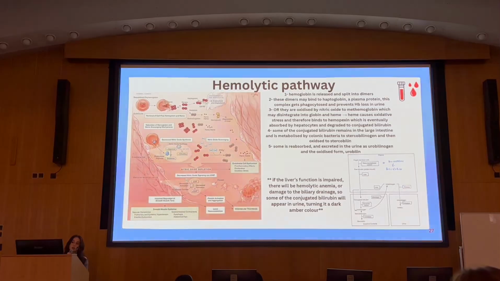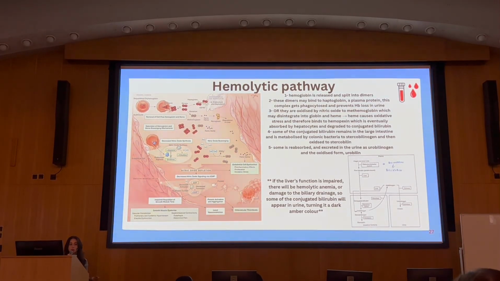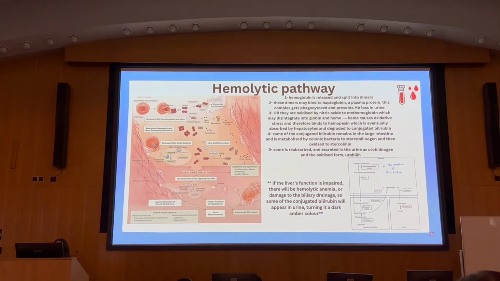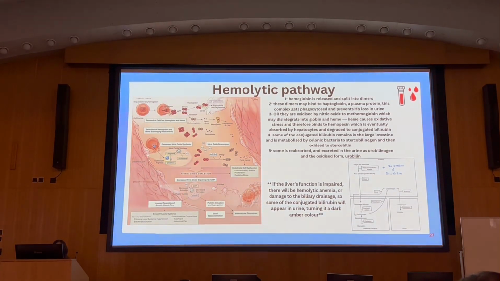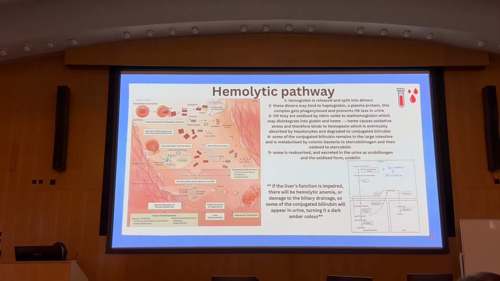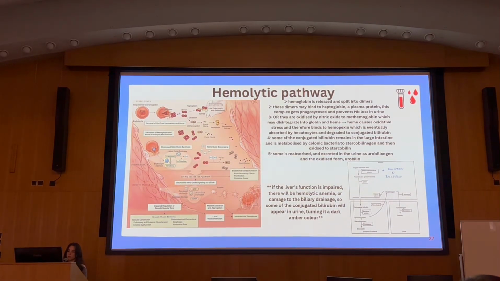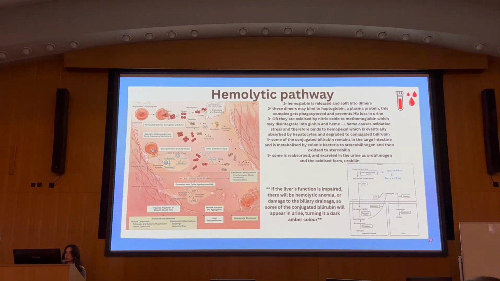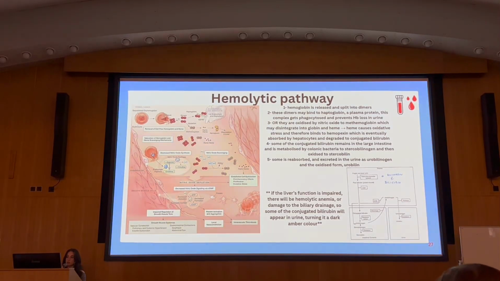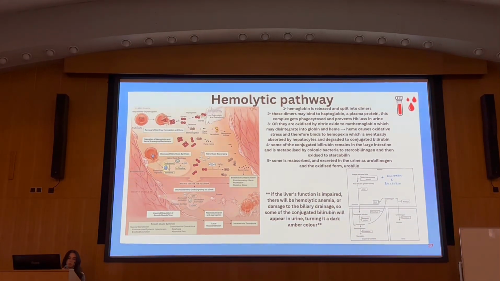The second option is that it's going to get oxidized by nitric oxide, which we know is released by the endothelium, to methemoglobin, which may cause it to disintegrate into globin and heme. However, heme by itself causes oxidative stress. So what we do to compensate for that is bind it to hemopexin, which is eventually going to be absorbed by hepatocytes and degraded to conjugated bilirubin.